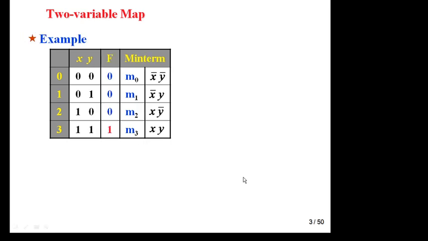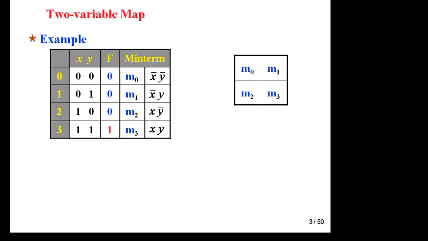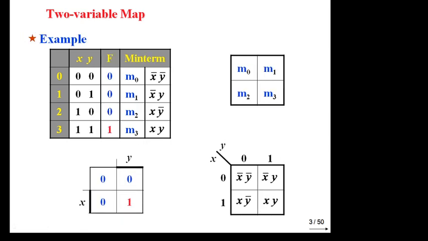Suppose this is your example. Suppose there is one minterm. In a K-map, if there is a minterm, you write down 1. If there is a maxterm, you write down 0. So there is only one minterm, and 1 means xy, so this will be the required answer, xy.